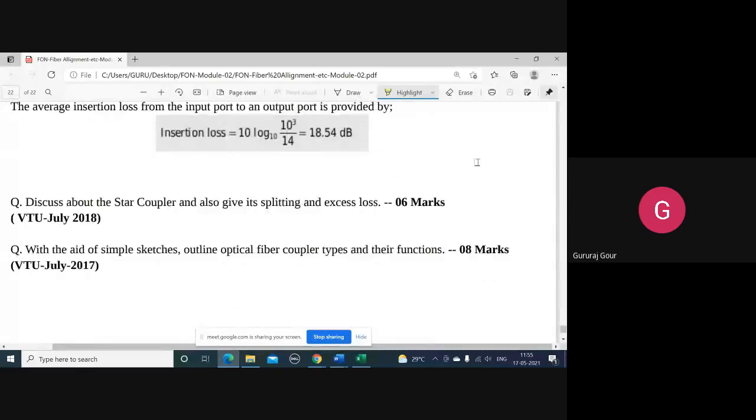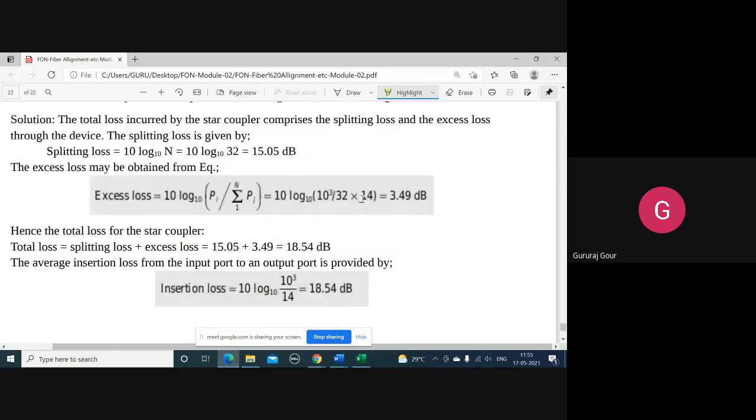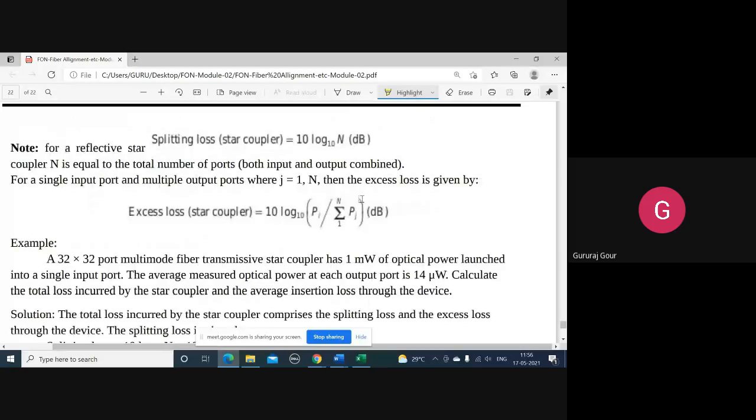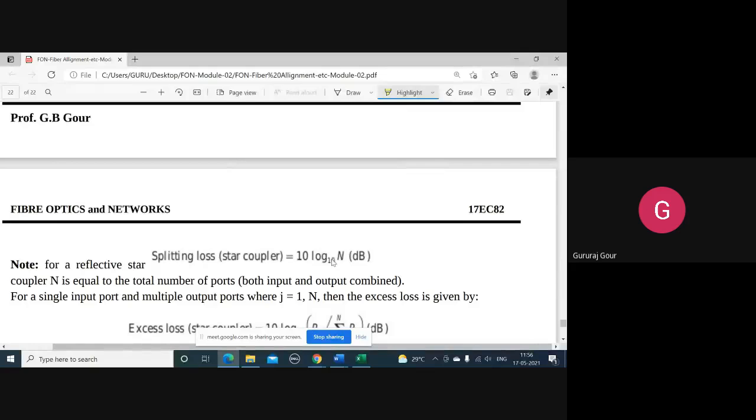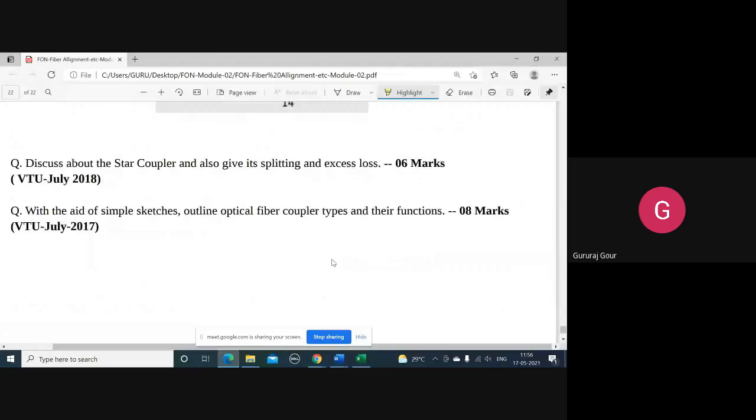These are a few questions I have taken from the VTU question papers of 2018 and 2017. Discuss the star coupler and also give its splitting and excess loss. You should remember the formulas. Don't write any numerical there. Simply write the formula and explain it along with the star coupler we discussed, with the two types. With the help of sketches, outline optical fiber coupler types and their functions. This means you have to explain all the types of fiber couplers.